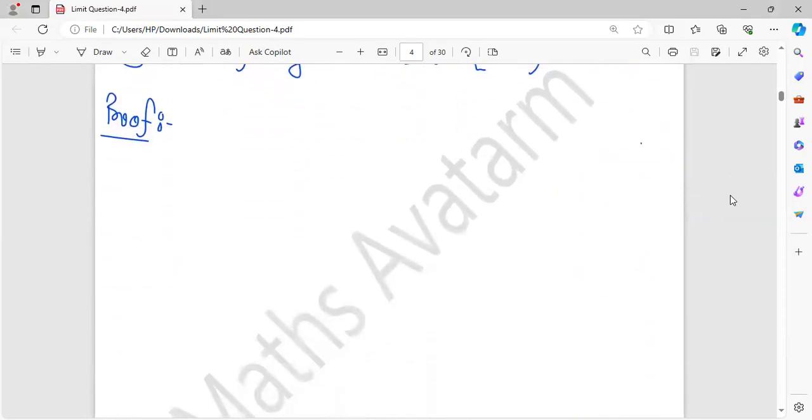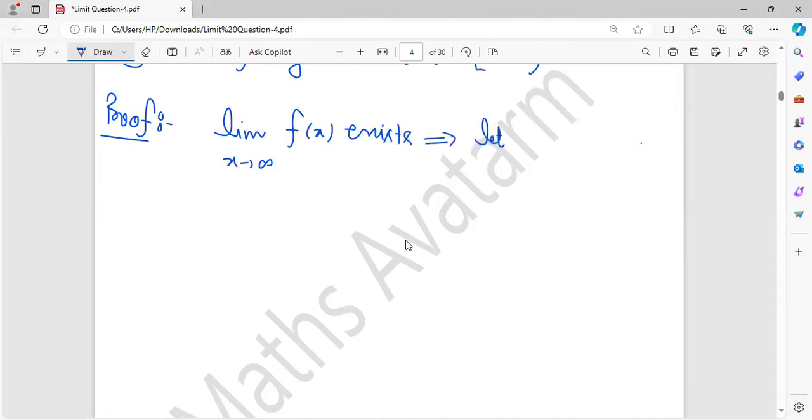It is given that the limit of f(x) as x tends to infinity exists. So this implies that the limit of f(x) as x tends to infinity is equal to L, and L belongs to R. This implies the limit exists, and I am saying that the limit is L. So now how will we approach?